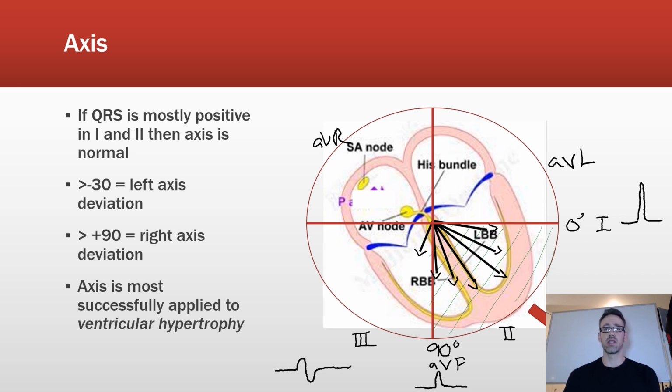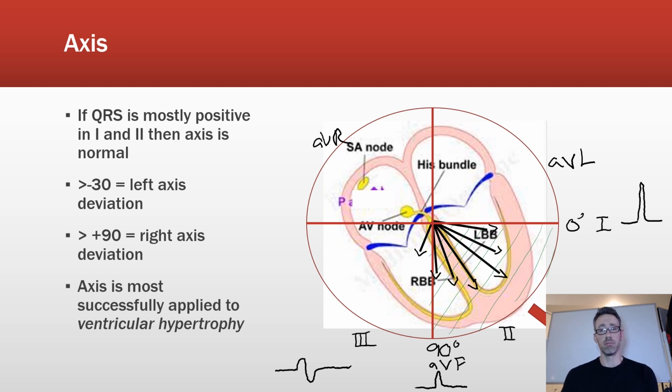And so that's telling you that the average current is moving generally between leads 1 and 2 the most, okay? And so that's why they're upright the most. And if you see that in leads 1 and 2, their QRS or their Rs are the highest or the tallest, in general that just means that this is normal, and you don't have to do any further work. It's a normal axis.